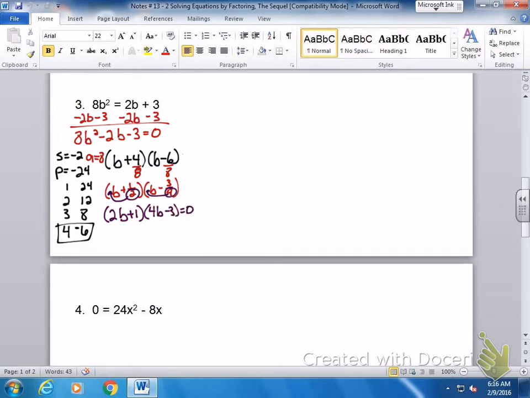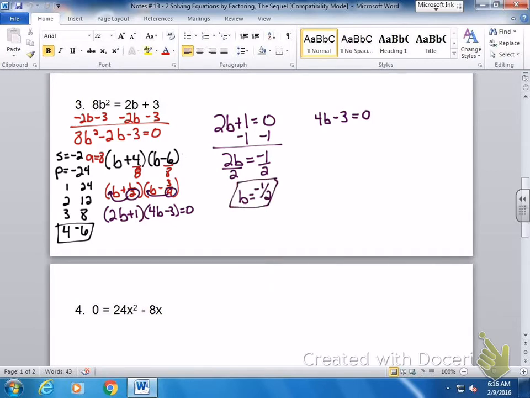So that's probably the hardest factoring one we've done so far, but it's still not that bad. It's what we've been doing. So now we take each piece, the 2b plus 1, we set that equal to 0. And we do the 4b minus 3 and set that equal to 0. So on the first one, if I subtract 1 from both sides, I get 2b equals -1. Then I divide both sides by 2. And one of my solutions is b equals -1/2.